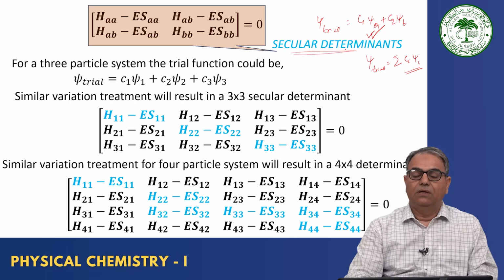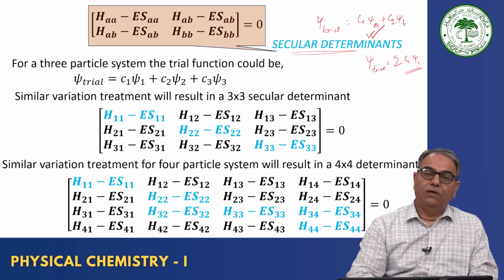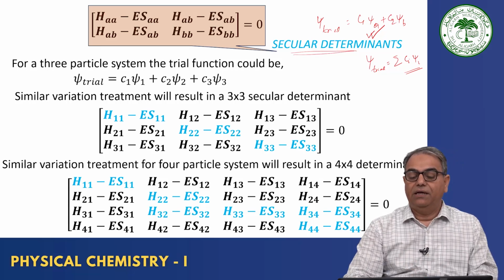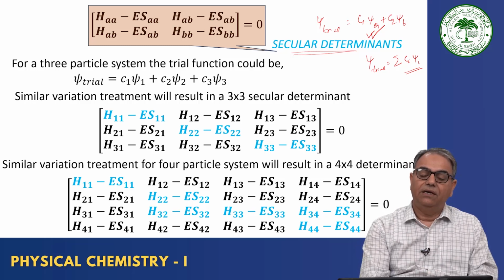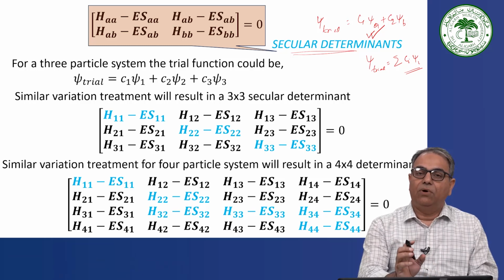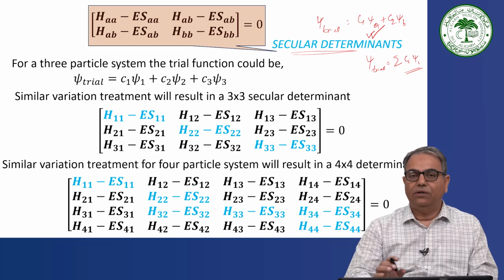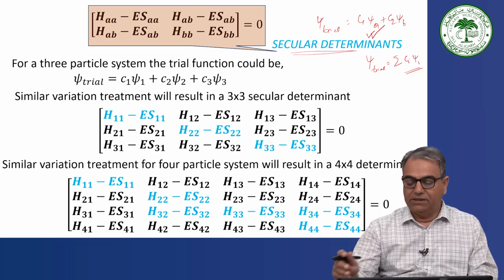These HAA, HBB and HAB, which are called Coulomb integrals and the exchange integral respectively, and SAB are very important quantities for doing molecular orbital theory and finding out the energy of molecular orbital systems.